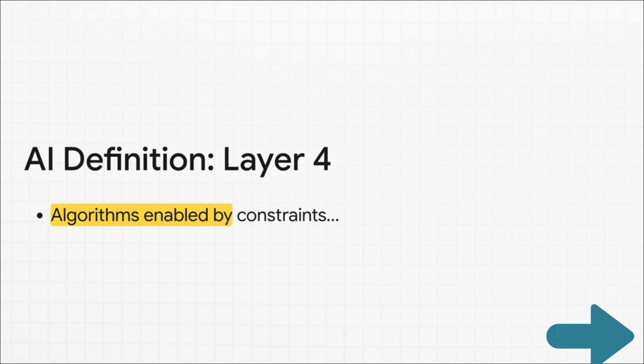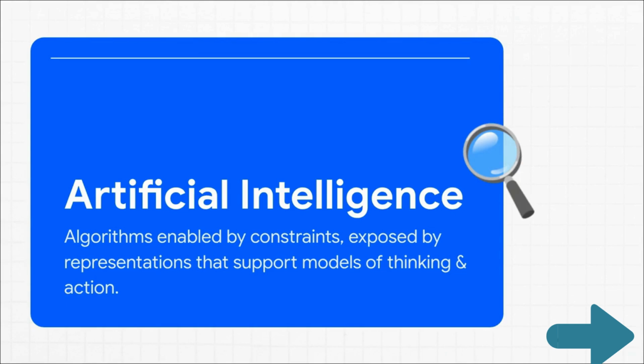Once those constraints are crystal clear, we can build algorithms to do the actual work. They're the final step, and they're only possible because of everything that came before. And there it is, the complete definition. Yeah, it's a bit of a mouthful, I know, but it's so much more than just a label. It's a recipe. It's a blueprint for how to think about building intelligent systems, starting from the ground up.